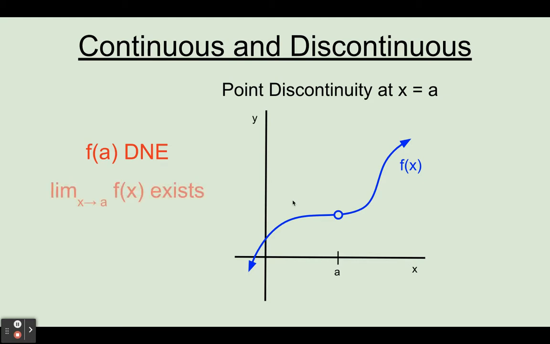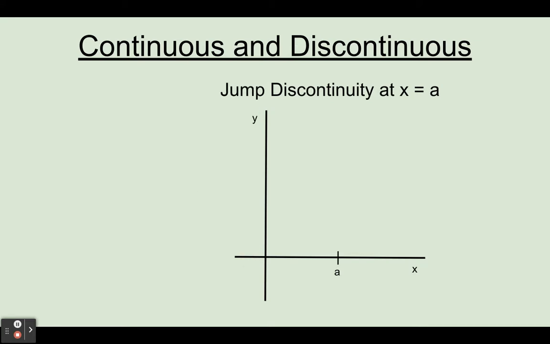So when I figure out the limit exists, now that I know the limit exists, I know the graph connects. And since the y value doesn't exist, I know it connects at an open circle. So those are my two variations on point discontinuity. All right. Okay, let's do jump discontinuity.